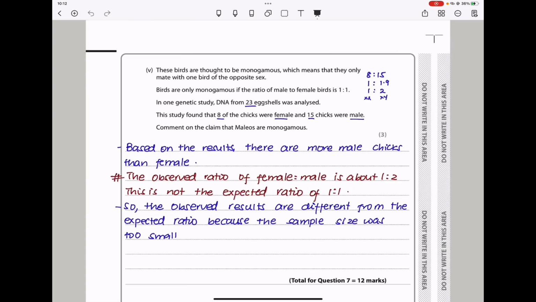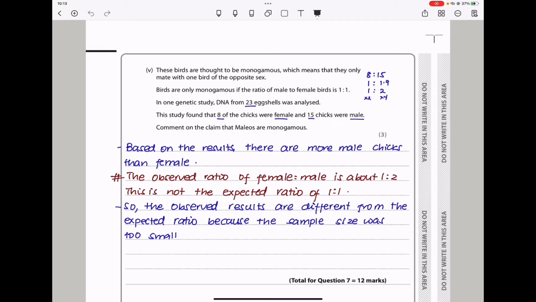Moving on. Here they say, these birds are thought to be monogamous, which means that they only mate with one bird of the opposite sex. Birds are only monogamous if the ratio of male to female is 1:1. In one genetic study, DNA from 23 eggshells was analyzed. The study found that 8 of the chicks were female and 15 chicks were male. Comment on the claim that Malays are monogamous.